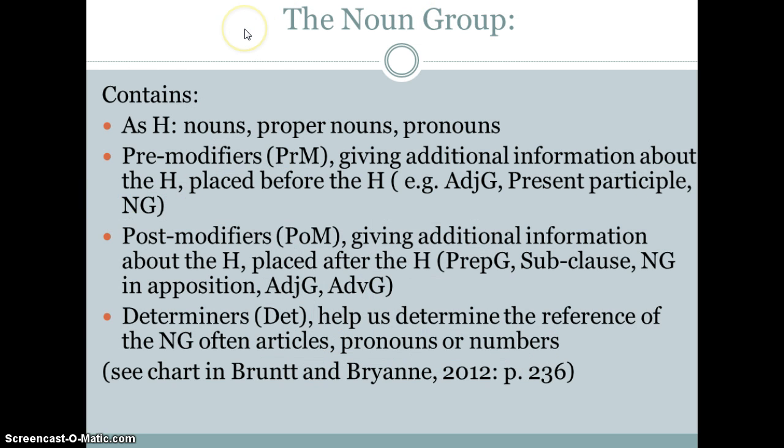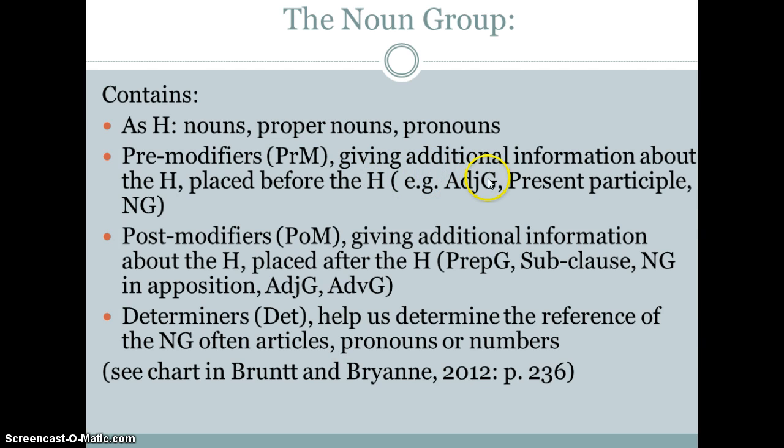And now to the noun group. What does a noun group contain? Then a noun group contains a head. A head could be a noun, a proper noun, such as Copenhagen, Peter, or it could be a pronoun, such as he, she, etc. A noun group can have pre-modifiers that give additional information about the head, and pre-modifiers are always placed before the head, pre the head.